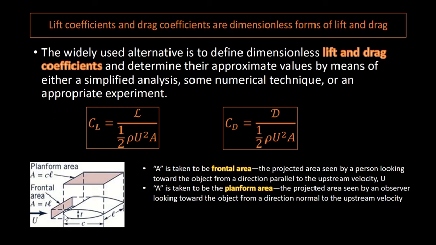Okay, and then for the blunt or bluff body like a car, normally we use the frontal area, which is the thickness multiplied by the length. So this is how we determine the characteristic area in order to determine the lift coefficient and drag coefficient.